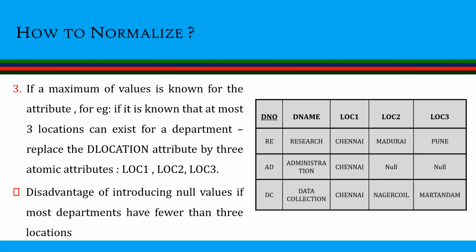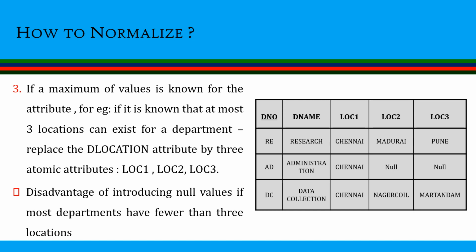And the third method is, if you know the maximum number of values possible for that attribute, then split that attribute into that many atomic attributes. For example, if you know that 3 locations can exist for a department, replace that Dlocation attribute by 3 atomic attributes like location 1, location 2, location 3. That means if you know the maximum values in advance, we can split it into different attributes.